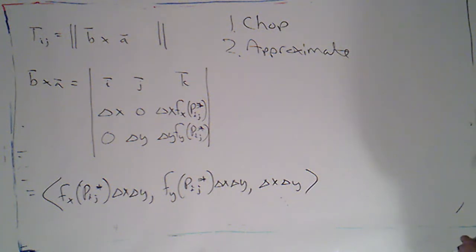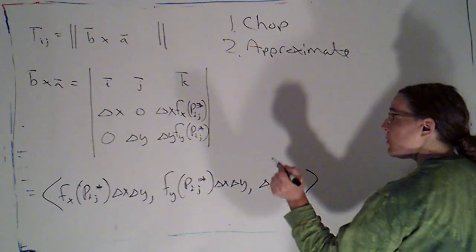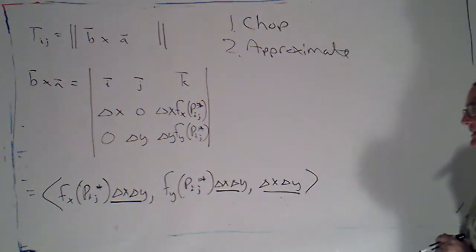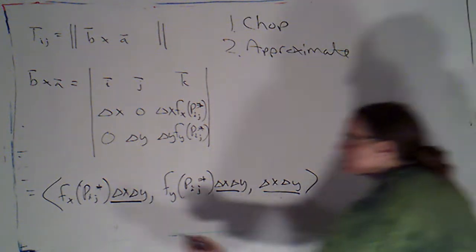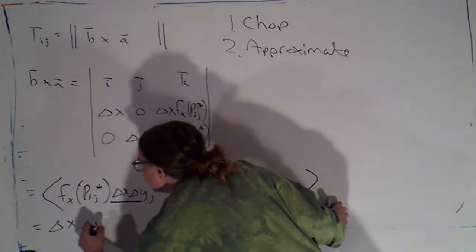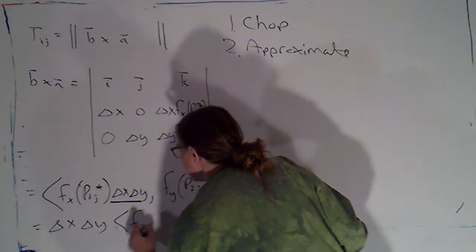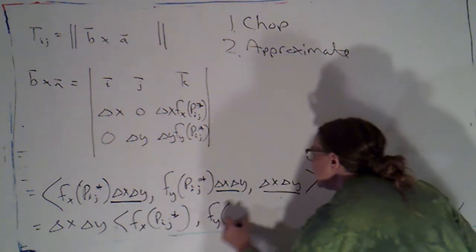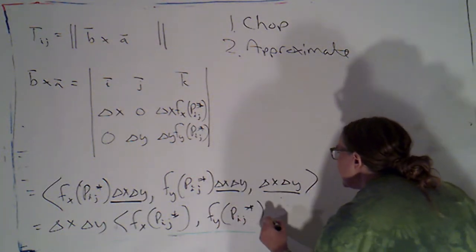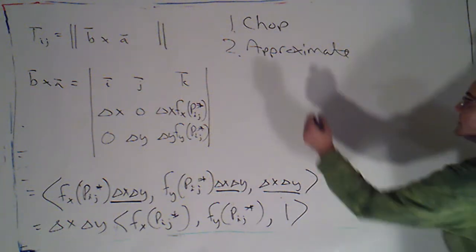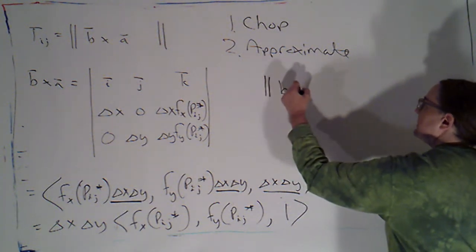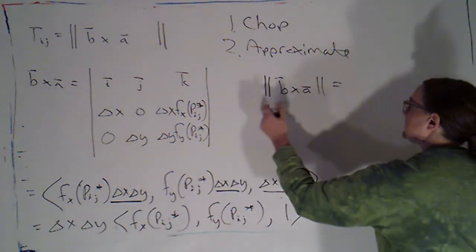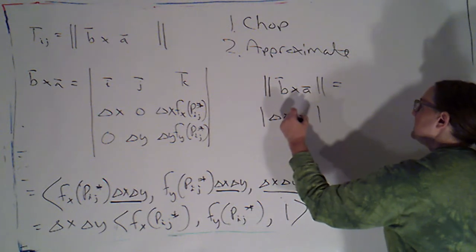Cool. So the magnitude, oh, and actually, before I calculate the magnitude, let's just notice that there's a delta x delta y in each one of these, so I can factor that out. So this is equal to delta x delta y times the vector f sub x at Pij star, comma, f sub y at my representative point, comma, 1. So now I can calculate the magnitude of B cross A. And I can say, since I've got a scalar multiple of a vector, it's the absolute value of that scalar.